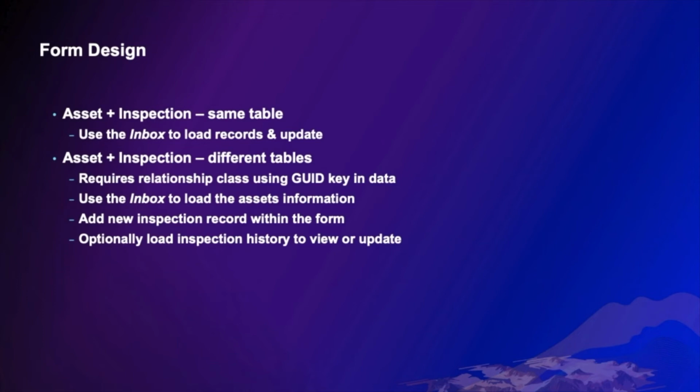In particular, the form will need to have the inbox enabled so that editing can be done out in the field. When the asset information and inspection information are in different tables, the inspection component is placed within a repeat section of the form. This allows for multiple inspections to be present in the form, such as being able to view previous inspections or edit them if allowed. The asset information is also available and displayed in the parent section of the form. This can be read-only or made editable if that is part of the workflow requirements.